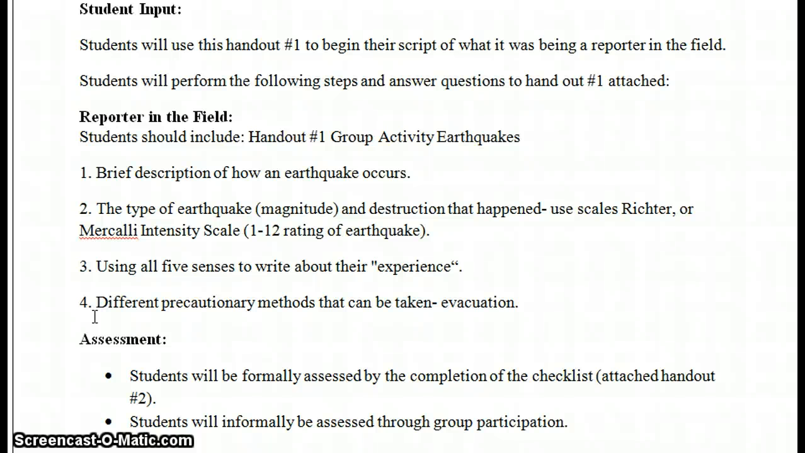Number 4, it says different precautionary methods that can be taken. Evacuation. This part includes what you would do if you were in an earthquake, or what you would do to protect yourself if you were in an earthquake. Students will be assessed formally by completion of a checklist, which is included in the wiki, and students will also be informally assessed by group participation.